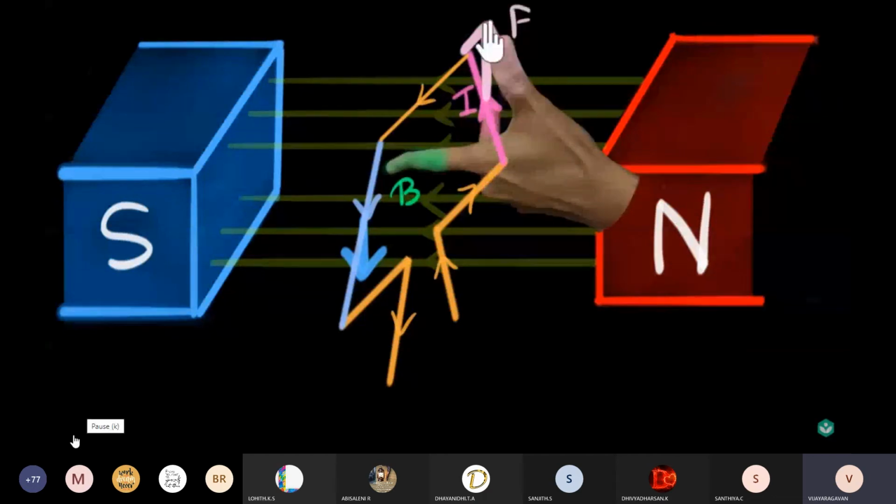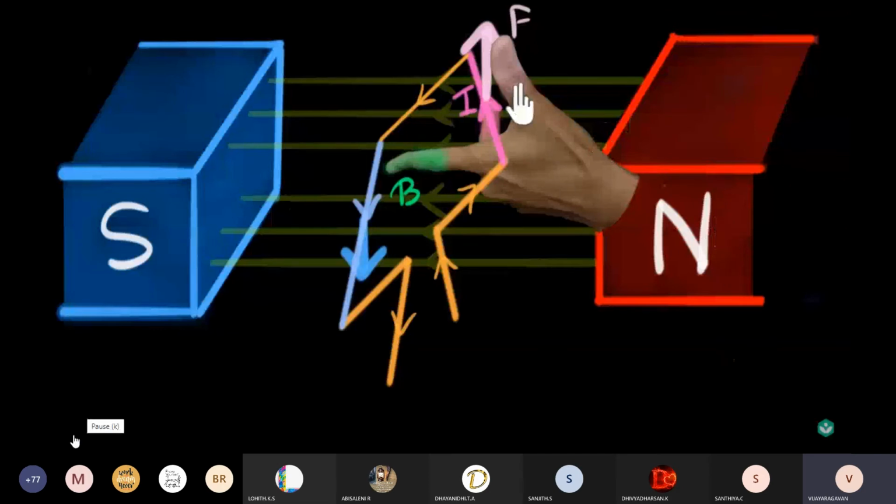So to reverse the force, say over here, we want the thumb to point downwards. Now there are two ways to do that. One, we can reverse the forefinger, that is the magnetic field, keeping the current same. That's one way to do that. But we'll not do that because flipping the direction of the magnetic field is not all that easy. We have to change the poles and we cannot do that automatically.